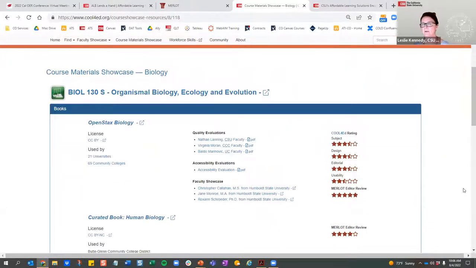So California Open Online Library, we through these various initiatives have been able to collect what campuses are using it. Right now we can see this OpenStax book is being used by 21 of our universities within our system and 69 community colleges. The intent, and if one clicks on it, one can see which campuses are involved. But the intention there was to help faculty realize that this open educational resource has actually been vetted and is being utilized by campuses throughout our systems, throughout the state.